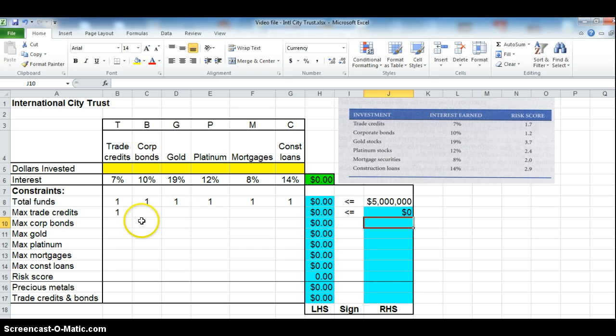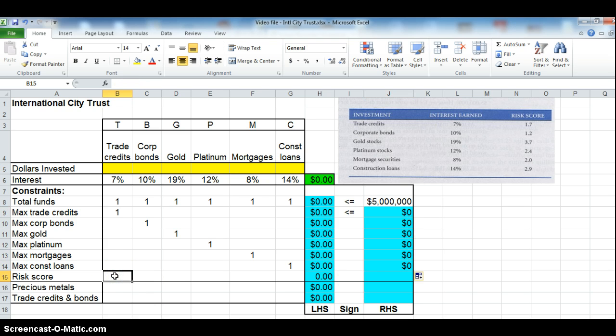So we have that constraint for corporate bonds, for gold, for platinum, for mortgages, and for construction loans. Before we take this formula and copy it down, what is it that we have to do to it? We always want to multiply by H8. So we're going to take H8, I'm going to highlight it and hit F4. That's the quick way to put absolute addressing on. But we need to lock in H8. No matter where I copy this formula to, always use H8. So now I can copy it down for all of the instruments.